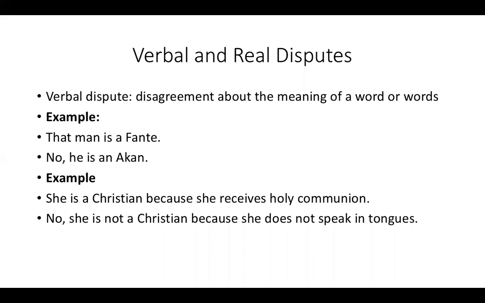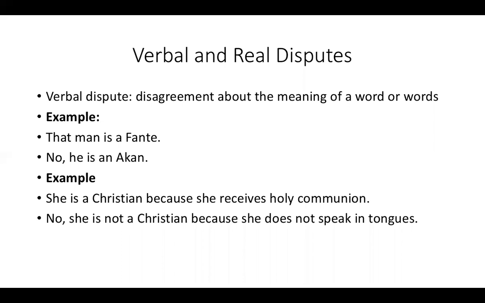Now, this is a disagreement probably among Russians in Russia. Maybe there are two Russians in one of the Russian cities, and they are arguing about members of ethnic groups somewhere in Africa. And then one of the Russians says that the man on the television is a Fanti. And then the second Russian tells him, no, he's an Akan. Probably the second person doesn't know that a Fanti is an Akan. So he is disagreeing that someone is a Fanti because he doesn't know that a Fanti is also an Akan, that kind of thing.